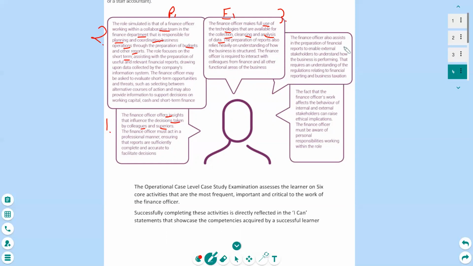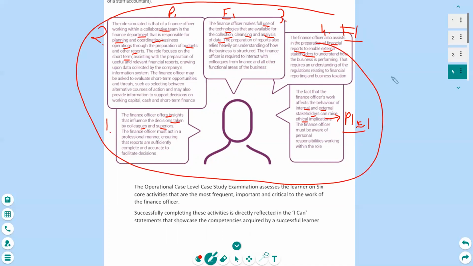E1, the finance officer also assists in the preparation of financial reports to enable external stakeholders to understand about the business. So this comes about financial reporting, which is your international accounting standards, so F1, and the fact that the finance officer's work affects the behavior of internal and external stakeholders can raise ethical implications, again part of P1 and E1. So as you can see, the role of a finance officer revolves around the three pillars E1, P1 and F1.